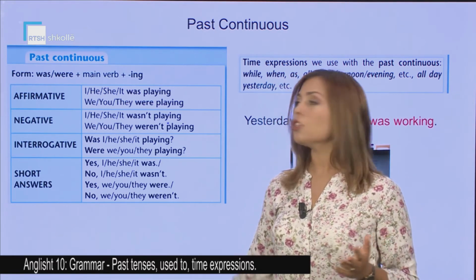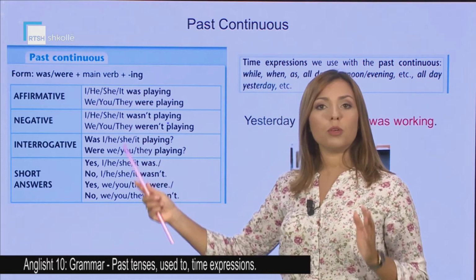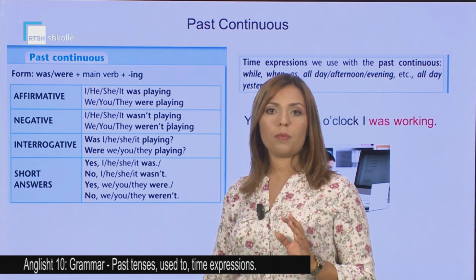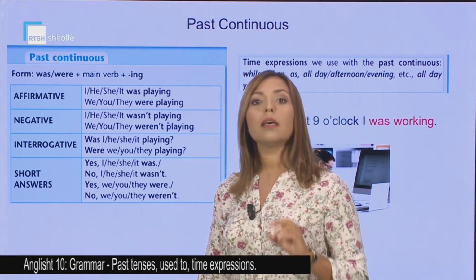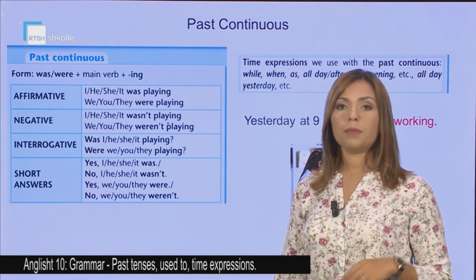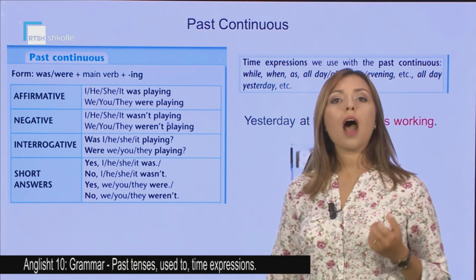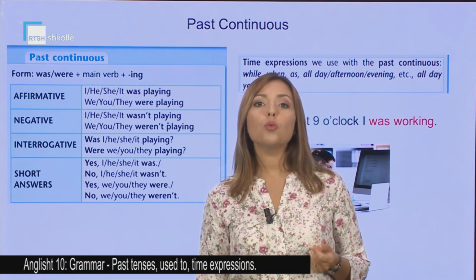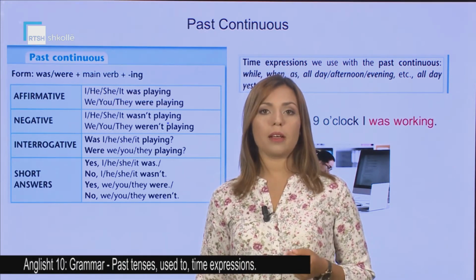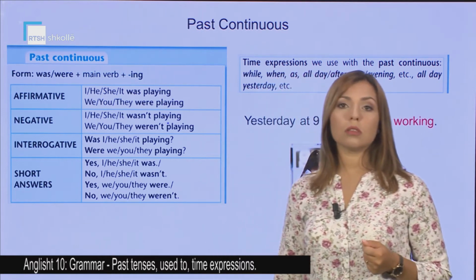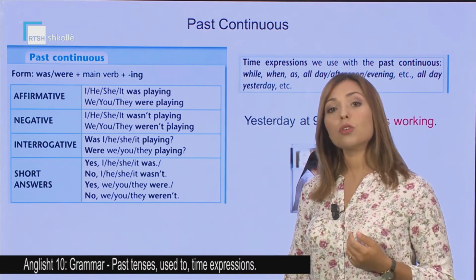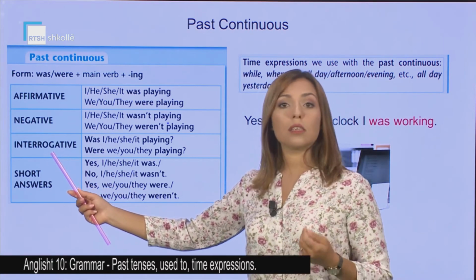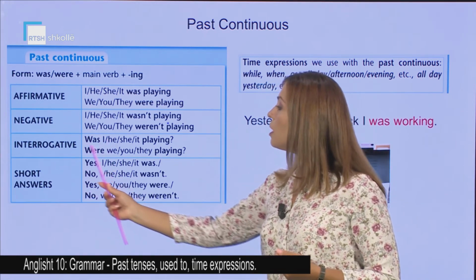So it doesn't change. The verb is in ing. But we change the verb to be. I was, you were. So, verb to be in the past and ing in the verb. What about the negative? I was not. I wasn't playing. You were not. You weren't playing. He was not. He wasn't playing. We were not. We weren't playing.